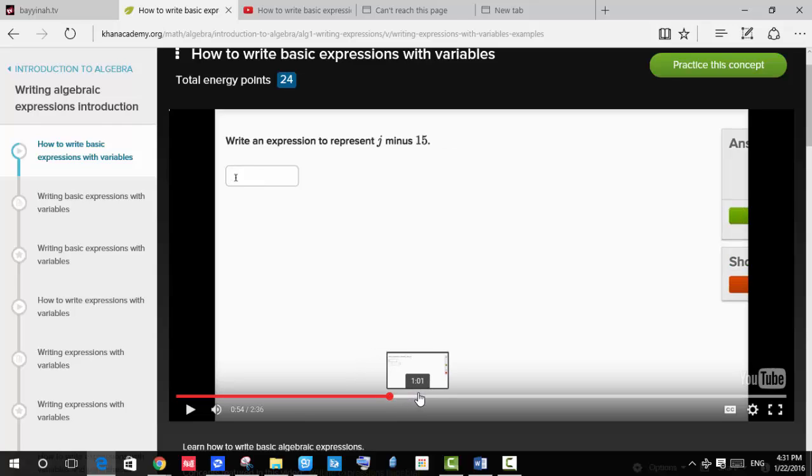Write an expression to represent j minus 15.